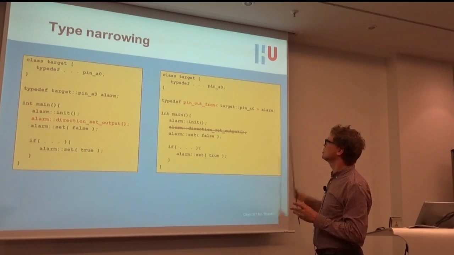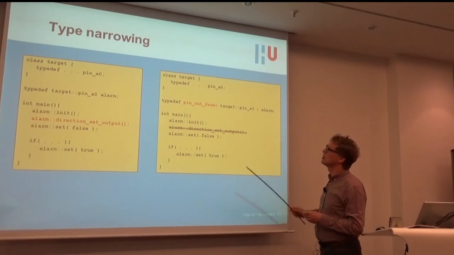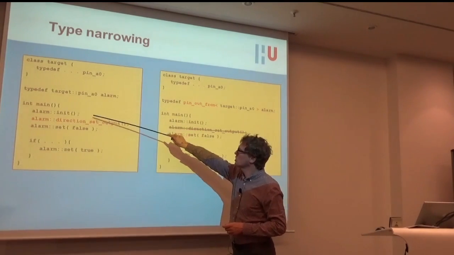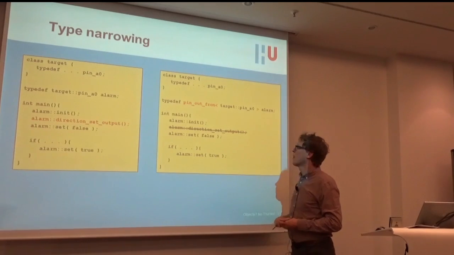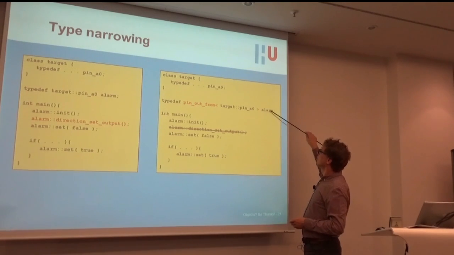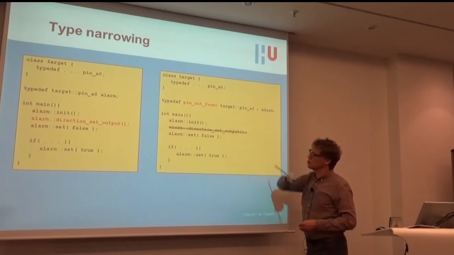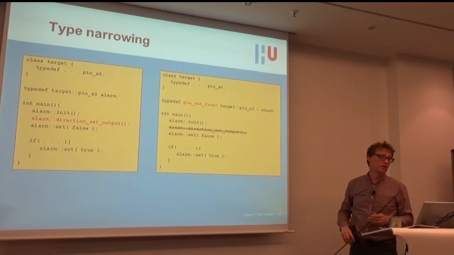And, oh, sorry, I have the wrong thing. I have a pin, and I want to use this output, so I must first initialize it and set it to output. But if I convert it to a pin that is bound to behave as an output pin, then I can just initialize it, and it will be an output pin.